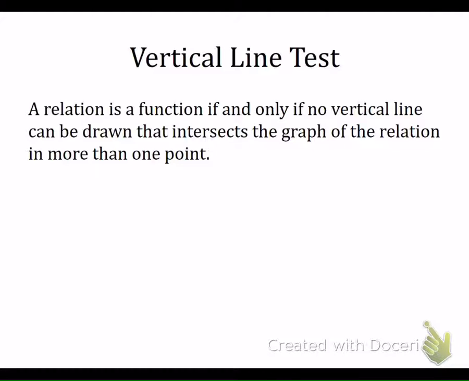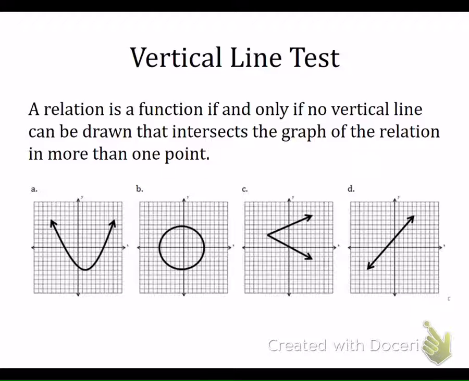All right, what we just did on part C was an example of the vertical line test. A relation is a function if and only if no vertical line can be drawn that intersects the graph of the relation in more than one point. People also call this the pencil test because you can take your pencil and slide it along the graph, and if it touches your pencil in more than one spot, it is not a function. Okay? So you have these in your notes.